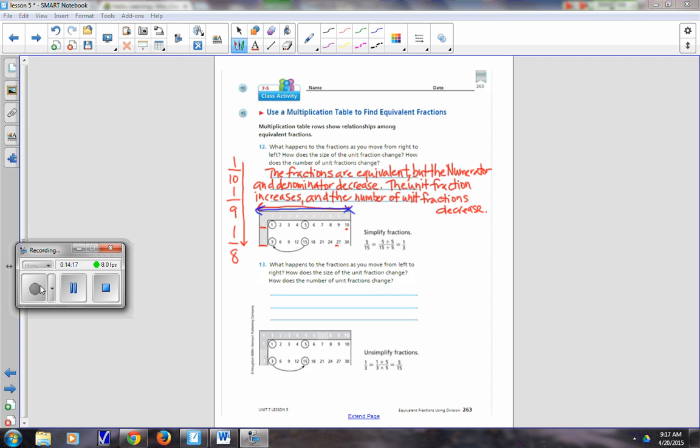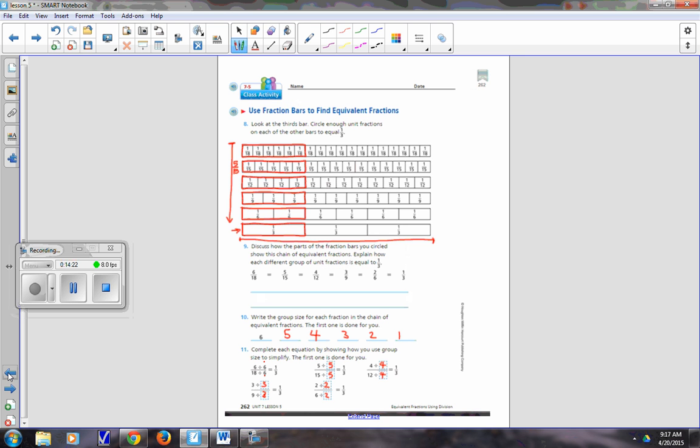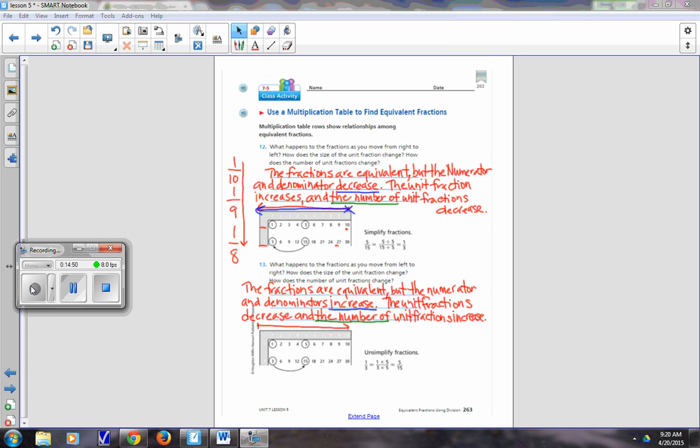So you're not going to have, like in our other example over here, 6 units here, 5 units here, 4 units here, 3 units. The units, how many pieces, is decreasing. The size of the pieces is getting bigger, but the pizza is still the same size. Overall, the pizza is the same. It's just this one has 1 piece, this one has 2 pieces, this one has 3. Get it?